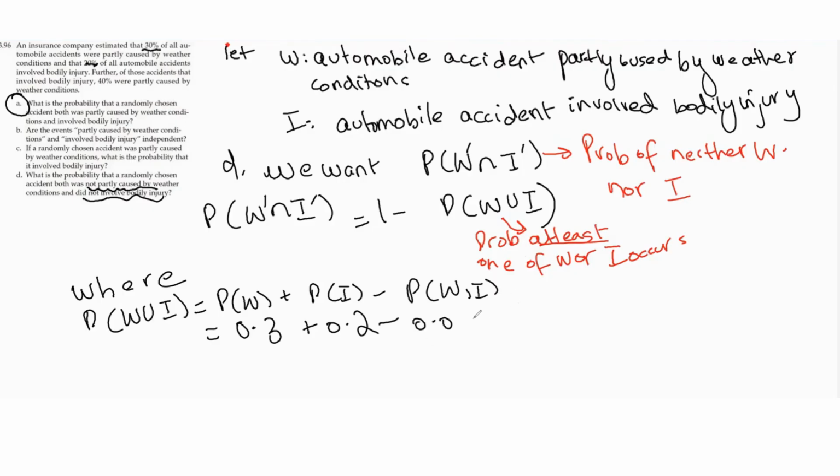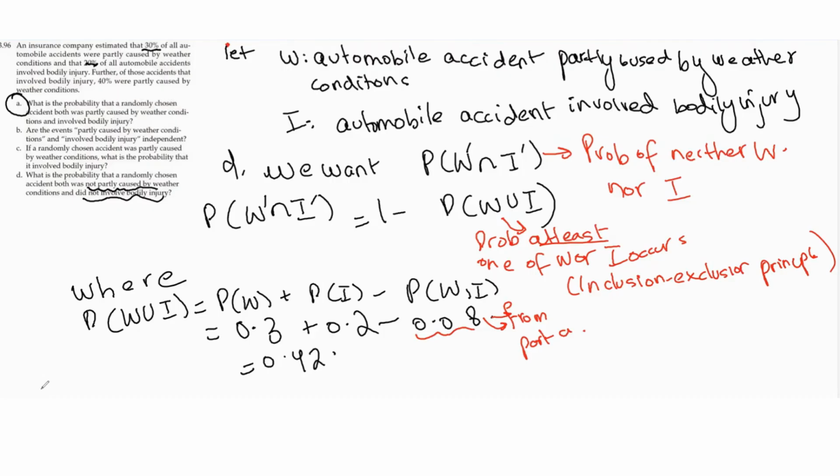So we are going to use this from part A. We already found in part A 0.08, right? The 0.08 is from part A. And here what we applied was essentially the inclusion-exclusion principle, or addition rule of probability. So when we find probability of W union I, it just turns out to be 0.42. So probability of not W intersection not I is just going to be 1 minus 0.42, which is 0.58.